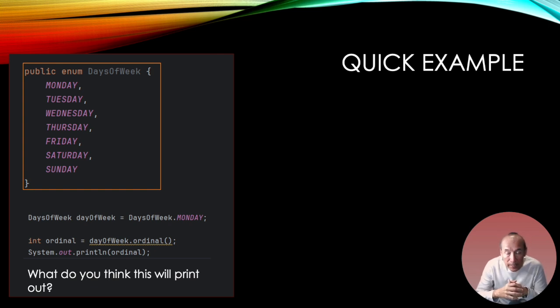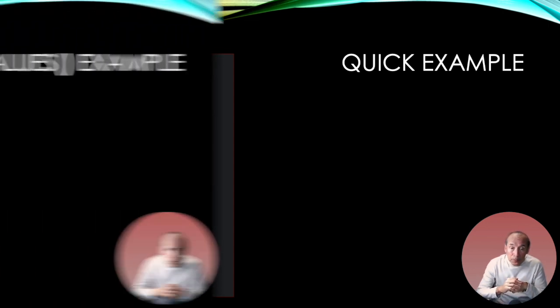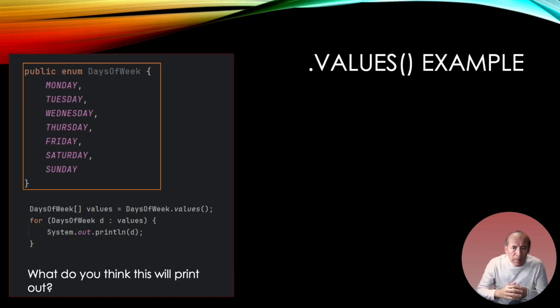Now, one thing that a lot of people ask me: can I get the number? Well, if you have to, if you need to, sure. You can use the little ordinal, and that will get you the number. What do you think Monday is? 1, 0? Spoiler, it's 0. Okay, what's going to happen here?